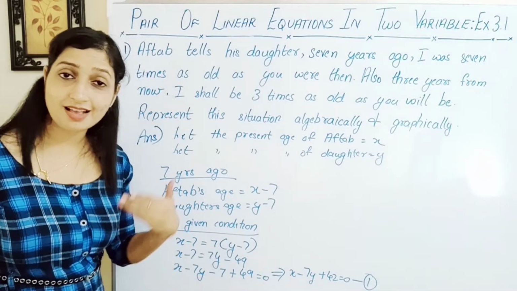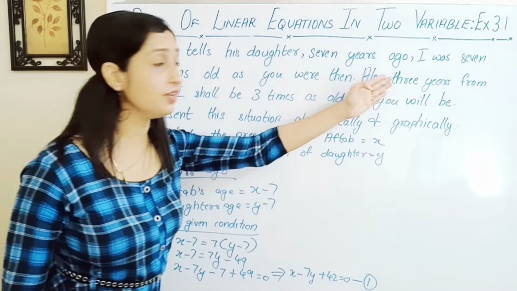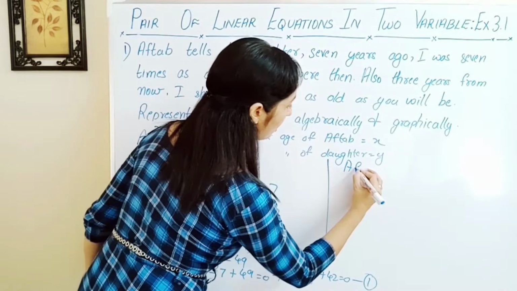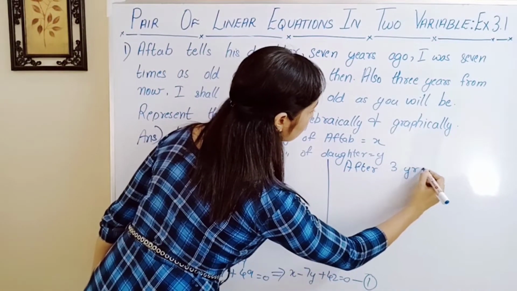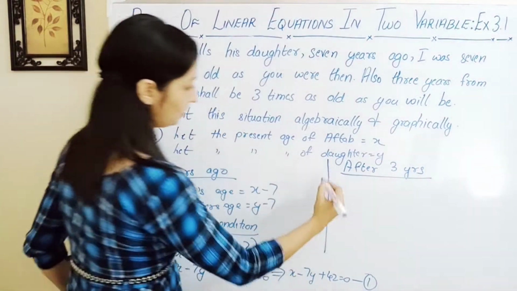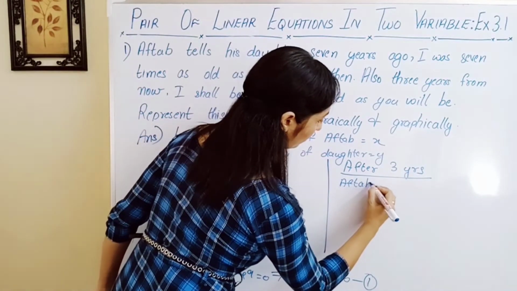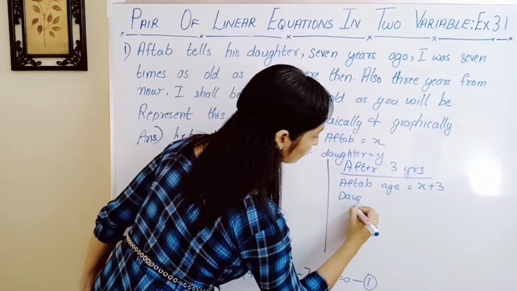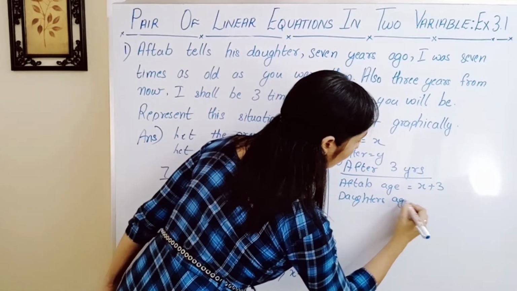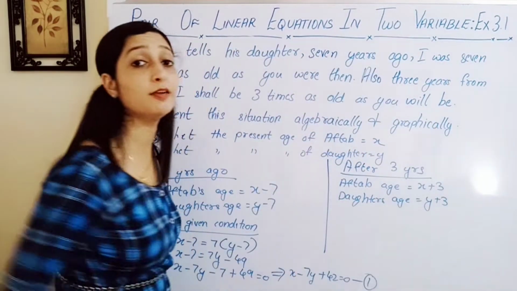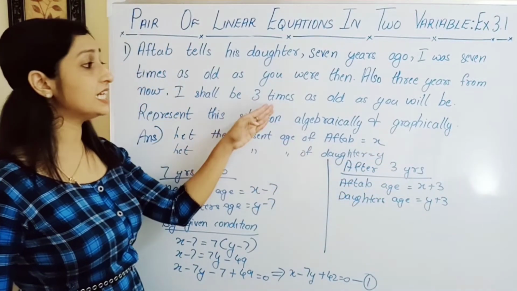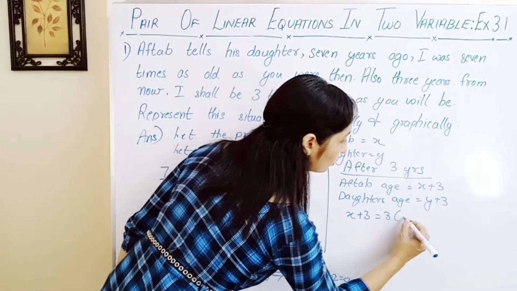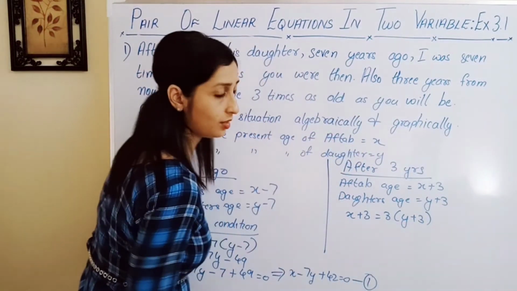So now let's find our second condition. Now what is the second condition given? After 3 years. What will Aftab's age be? Aftab's age is x + 3 and daughter's age will be y + 3, and by the given condition Aftab will be 3 times as old as his daughter. So that is x + 3 is equal to 3 into (y + 3).